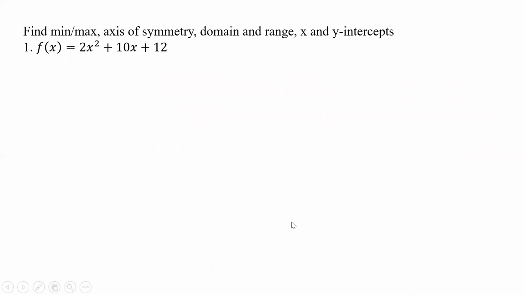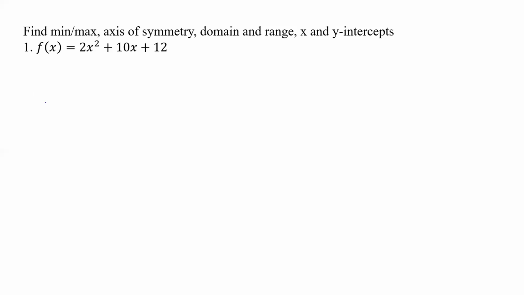All right, so what we want to do is find the min, the max, the axis of symmetry, which again, remember, that's just going to be your h, x equals h, and then we need to find the domain and range and the x and y intercepts. So we got quite a bit of things here to do. All right, so what do we want to do first?